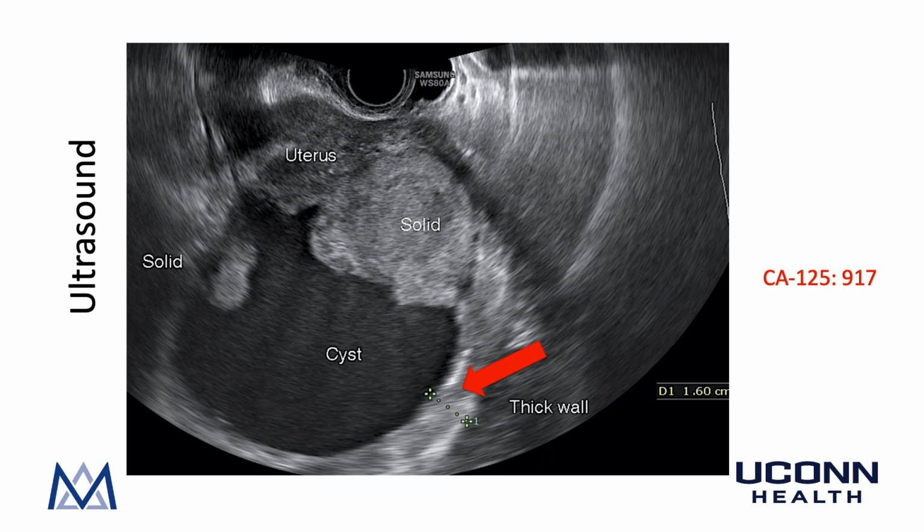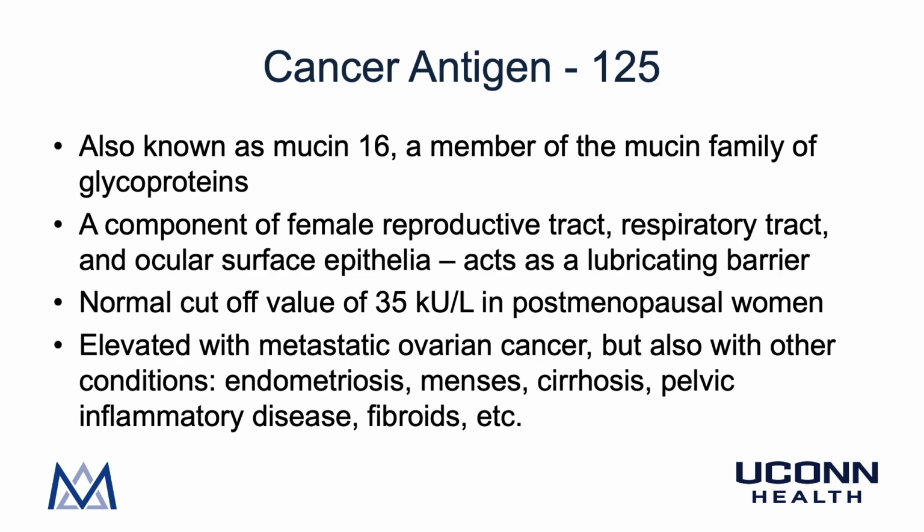Here in the slide, we can see that the patient had a CA-125 level drawn, and it's resulting at 917. This is elevated and not normal. In this next slide, we'll learn a little bit more about CA-125. CA-125 is cancer antigen 125. It is also known as mucin 16, and it is a member of the mucin family of glycoproteins. Mucin 16 is a component of the female reproductive tract, the respiratory tract, and ocular surface epithelia, where it acts as a lubricating barrier. The normal cutoff value for CA-125 is 35 kilounits per liter in postmenopausal women.